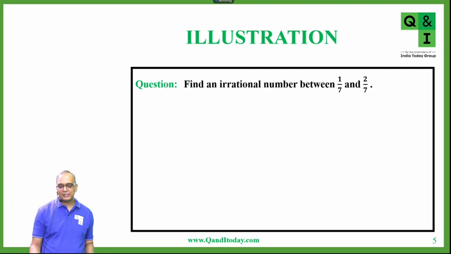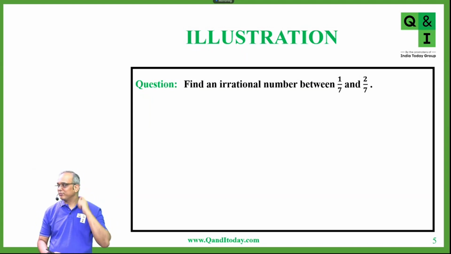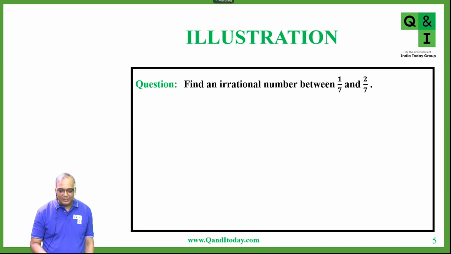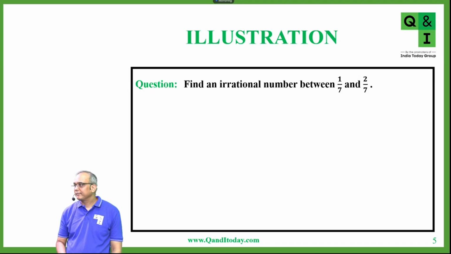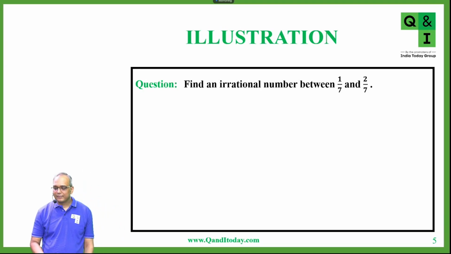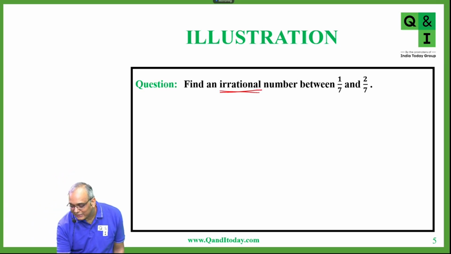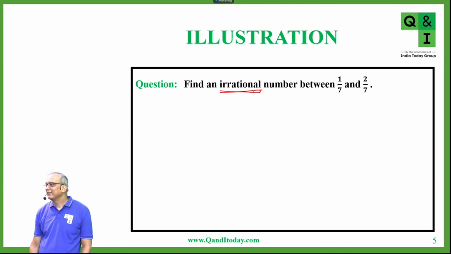The first question today: find an irrational number between 1 by 7 and 2 by 7. How do you find an irrational number between 1 by 7 and 2 by 7? Can anyone tell me? Sir, you have to multiply the denominator with the same number. No, you have to find an irrational number, not a rational number. Oh, okay, sir.